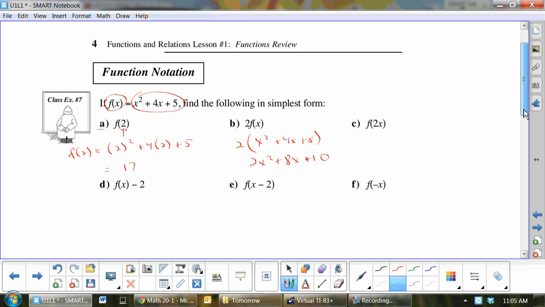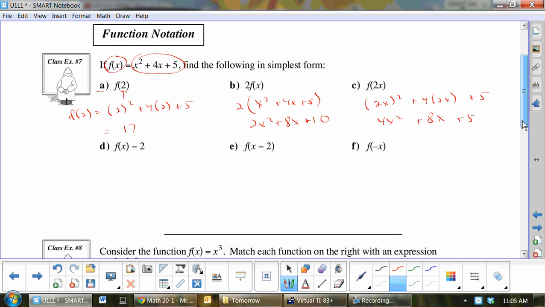Now in C, what is C doing? I'm taking x and I'm going to replace it with 2x. So that would be the same thing as 2x squared plus 4 times 2x plus 5. So wherever there was an x, I replaced it with 2x. Which would be 4x squared plus 8x plus 5.